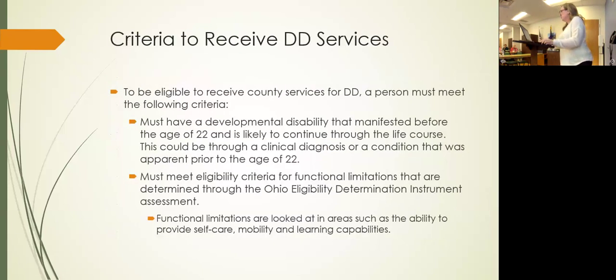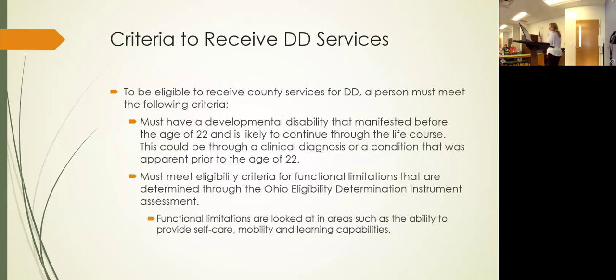So when you're diagnosed with DD, how are you eligible to receive services? If you know someone that has a developmental disability, then okay, what's your next step? What do you do? There are two criteria that you need to meet. The first is that by age 22, that developmental disability should have manifested. The difference between manifested and diagnosed is that for the longest time it's been, oh, you were not diagnosed by age 22, we can't help you.